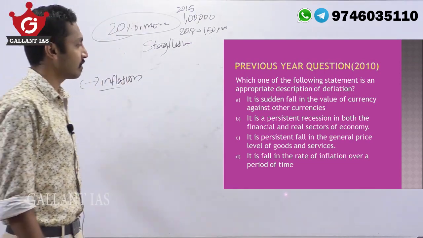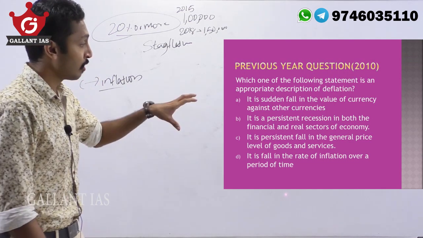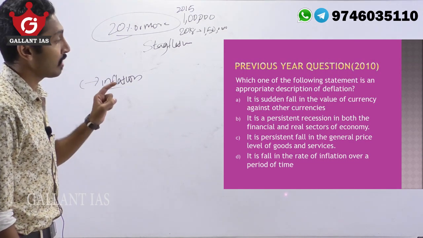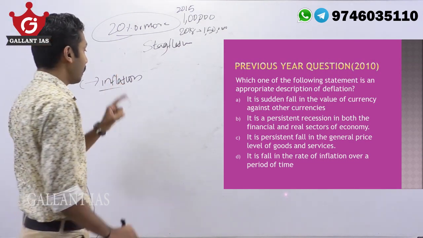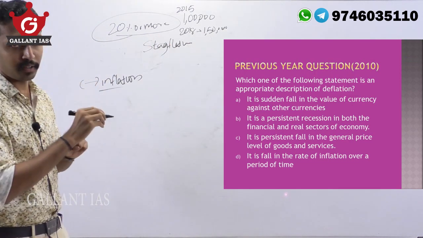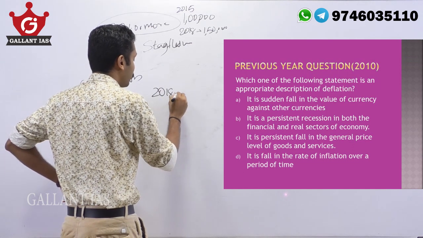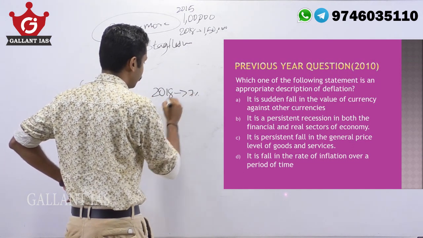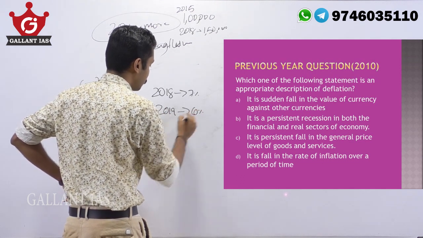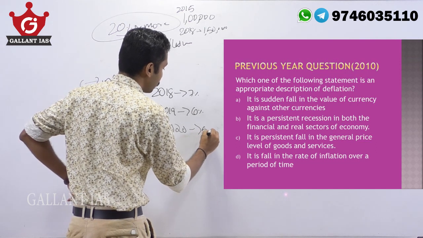Let's check the last option. It is fall in the rate of inflation over a period of time. Don't confuse option C and D. In option D, that is fall in the rate of inflation. Here inflation is there, but the rate of inflation is falling. For example, in 2080, the rate of inflation is 7%. In 2090, the rate of inflation is 6%. In 2020, the rate of inflation is 5%.